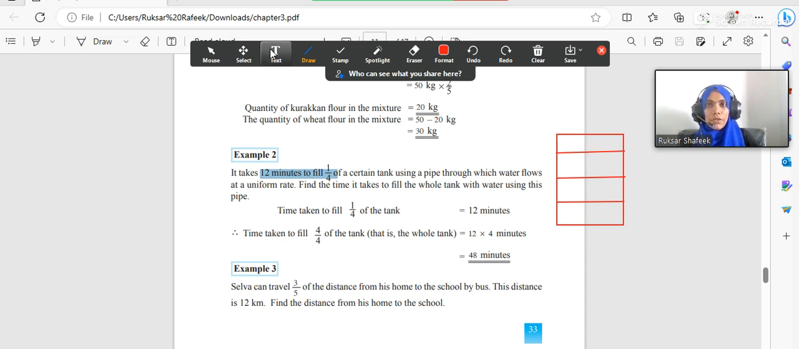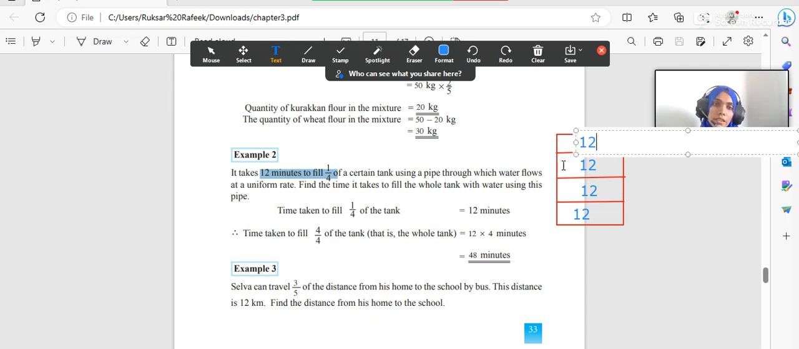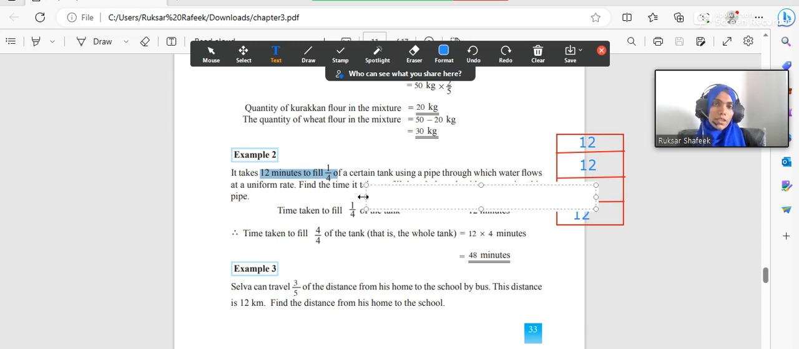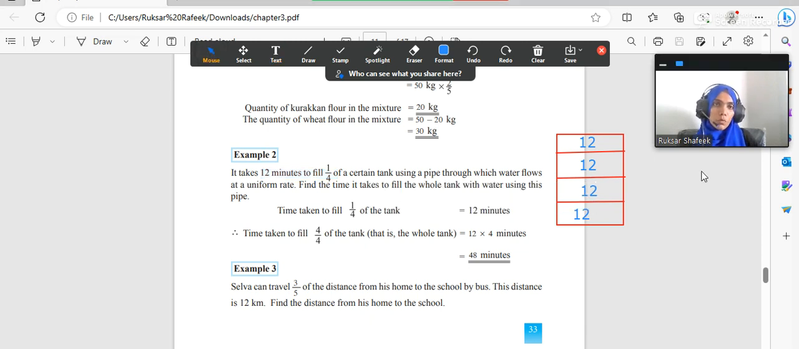So here, since they've given us that one part takes 12 minutes, we know that each part would take 12. So we need to find 12 for 4 parts. So we can multiply 12 by 4 and get the answer as 48 minutes. So this is the visual, or diagram, understanding of how we can find it out. 12, 12, 12, 12, so you can add them. 12 plus 12 is 24, 24 plus 12 is 36, 36 plus 12 is 48. Even that way you would get the same answer, 48 minutes.